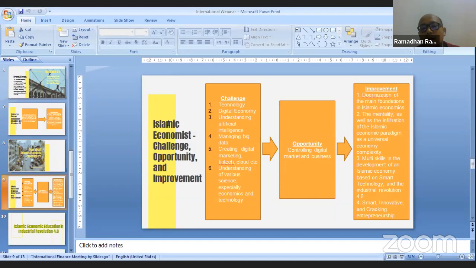The third challenge is understanding artificial intelligence. Fourth is managing big data. Fifth, mastering digital marketing, fintech and cloud expertise. Sixth is understanding of various sciences, especially economy and technology. So, Islamic economists during the fourth industrial revolution must understand various sciences, not just Islamic economic science, but also other sciences. If they succeed in facing these challenges, the opportunity for Islamic economists is that they can control the digital market and business.